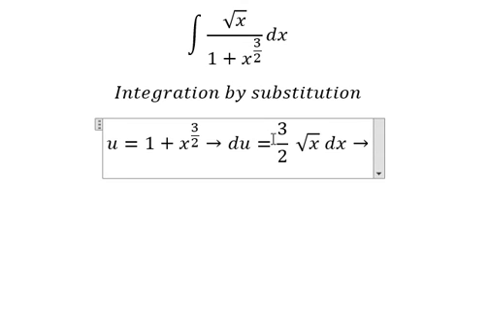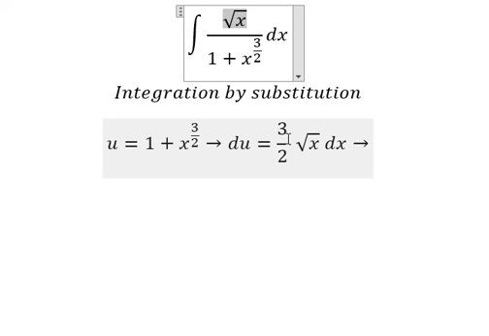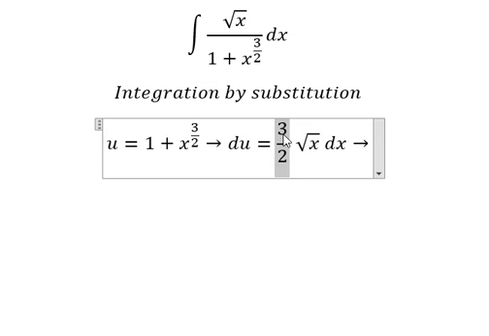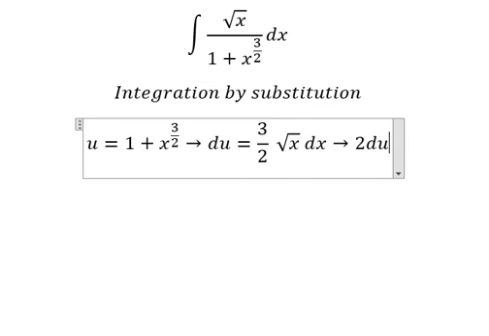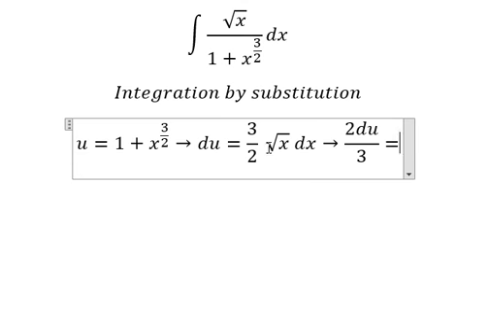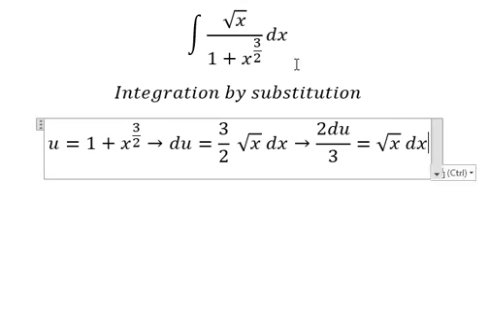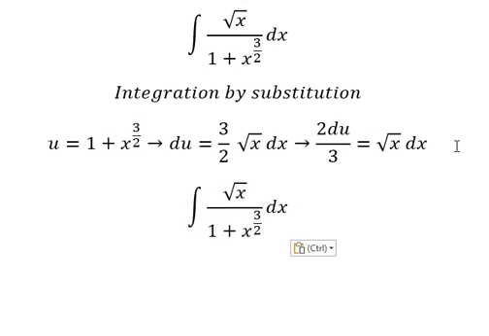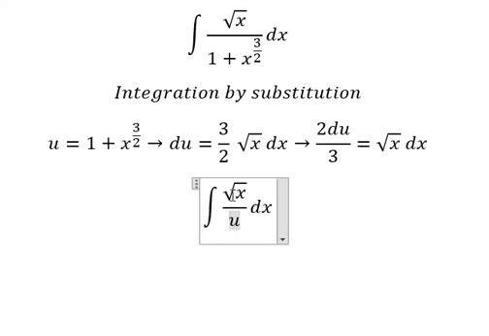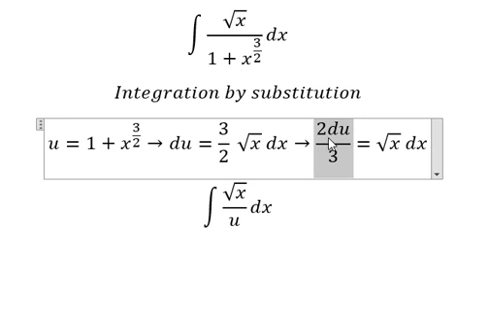Next, because we don't have 3 over 2 in here, we need to divide both sides by 3 over 2. So this one we change to u. The square root of x dx we change to this one.